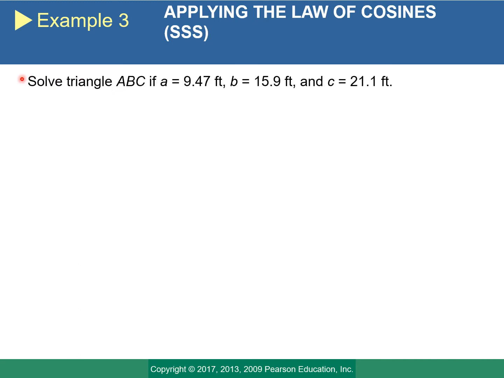In this example, let's solve the triangle if we know side A is 9.47 feet, side B is 15.9 feet, and side C is 21.1 feet. So without even drawing this, hopefully you recognize all of what you're given is side lengths. No angles are given. So this is case 4. This is side, side, side. We don't know any angles, but luckily with our law of cosines, we can find one angle and then we'll use that to continue to find the remaining two.